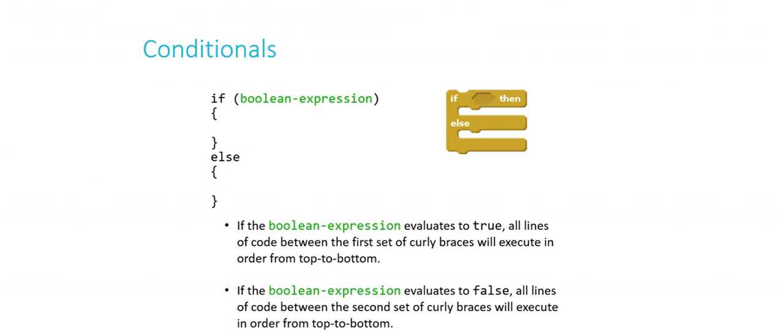And that's analogous to what you see here for C. If Boolean expression, do the stuff between the first set of curly braces, else do the stuff between the second set of curly braces. So if the Boolean expression is true, we'll do whatever's between the first set. If the Boolean expression is false, that would trigger the else, and we would do whatever is in the second set of curly braces. Again, top to bottom, all the lines in between the braces.